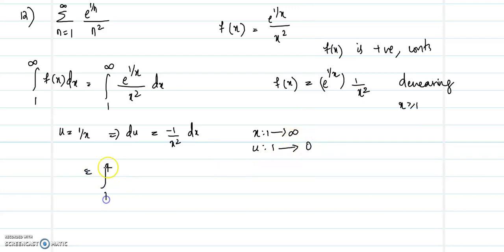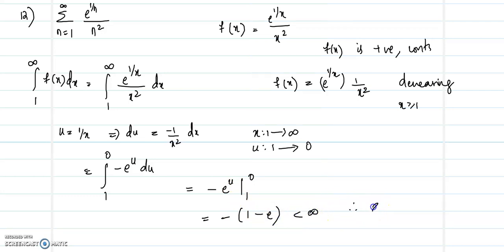So we will get integral 1 to 0 e power u, then 1 by x square dx will be minus du. So this will be the value. So the integral will be minus integral of e raised to u, which is e raised to u itself, from 1 to 0. So we'll get minus e power 0, which is 1, minus e. So the value is finite. Therefore the series converges by integral test. So the series will be convergent in this case.